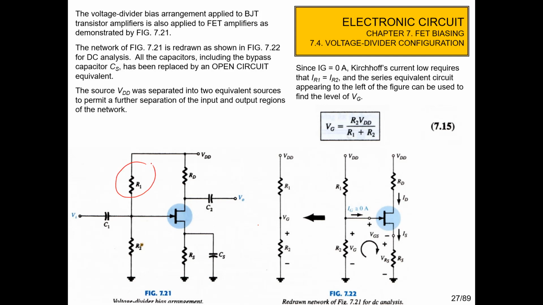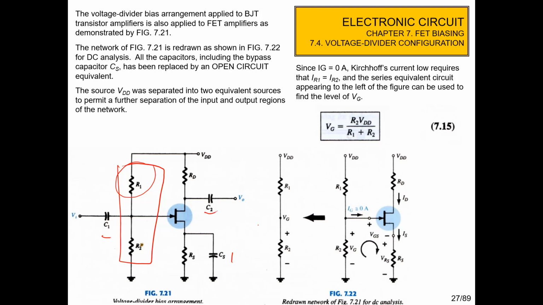only R2 and RS. And then in here, we insert the R1. Because of this voltage divider, R1 and R2, we call this configuration the voltage divider configuration. In figure 7.21, we find the coupling capacitors C1 and C2 here, and also this bypass capacitor. I will explain in the AC analysis why we need the bypass capacitor here.